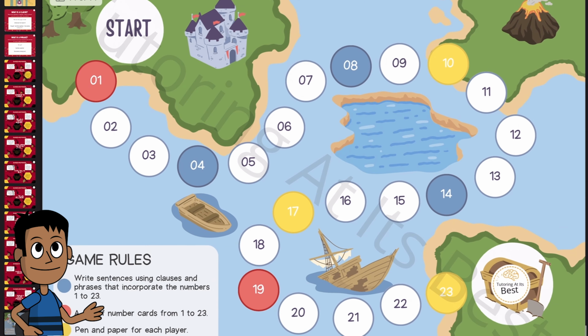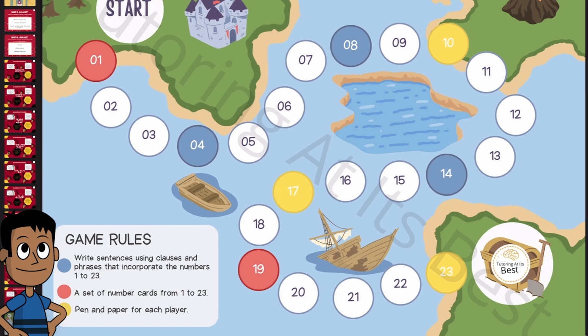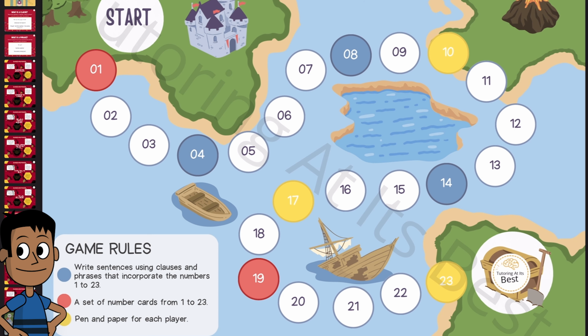And finally, we've got a quick game for you all. In this section, we've got numbers 1 to 23. What I would like you to do is write sentences using clauses and phrases, and that should be incorporating the numbers between 1 to 23. You have the rules at the bottom of the page. Feel free to take a screenshot.